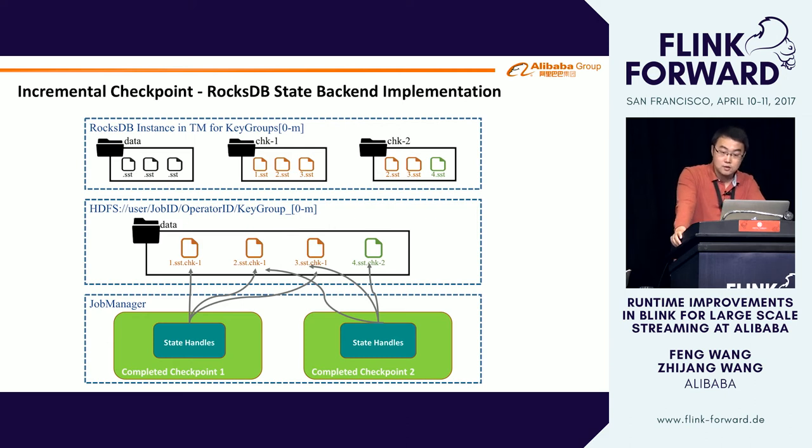Now let's take the RocksDB state backend as an example. In checkpoint 1, the local RocksDB instance will contain delta 1, delta 2, and delta 3, the three SST files. Because this is the first checkpoint, all of them will be copied to HDFS. In checkpoint 2, the local RocksDB instance contains delta 2, delta 3, and delta 4, three files. And the delta 4 file is a new file for this checkpoint. So only delta 4, this SST file, will be copied to HDFS in checkpoint 2. So this shows how the incremental checkpoint works.